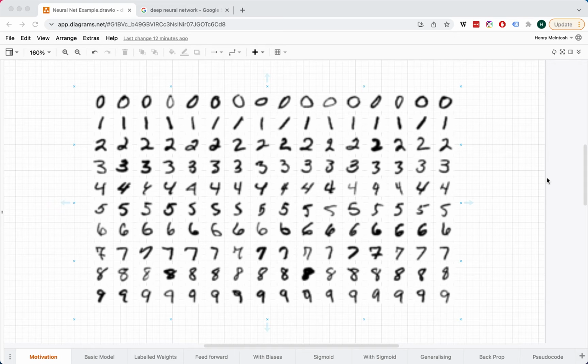Alright, hello everybody, welcome back. So today we're going to be talking about deep neural networks and the maths behind why they work. This isn't going to go too far into implementing actually how to code.